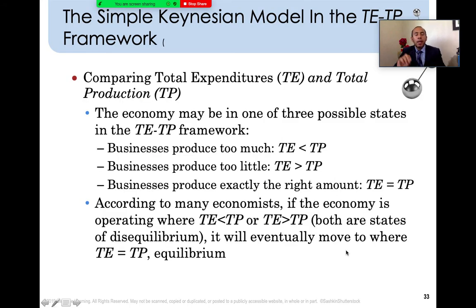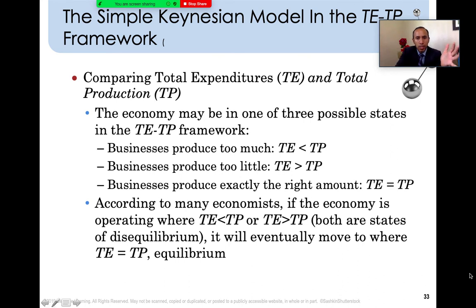Okay, now we're going to introduce a very well-known, a little bit complex, total expenditure framework model. The total expenditure framework model, TE, explains the total spending that takes place in the economy and the total production that takes place in the economy. The economy may be in either of three potential possibilities.